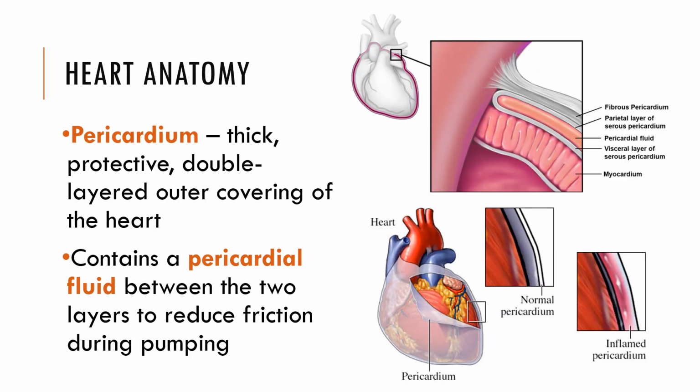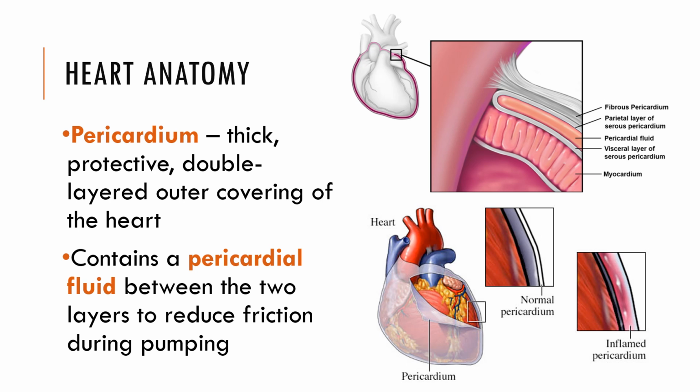Now, surrounding your heart is what we call the pericardium. It's a very thick tissue. It's a double layer outer covering, and its job is to protect the heart. And in between the two layers is something called pericardial fluid. So this fluid allows the layers to pass over each other back and forth without creating friction and wearing down those cells.